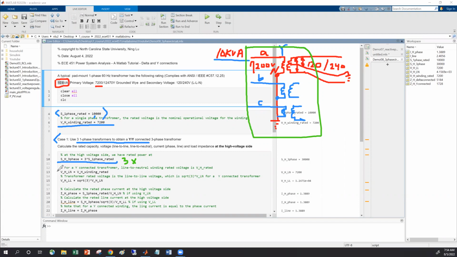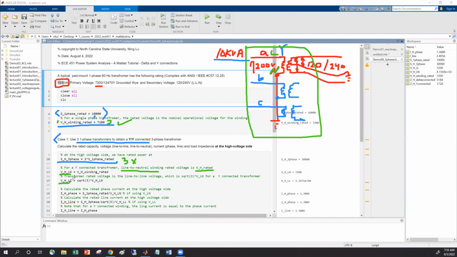So next, we're going to compute the line-to-neutral voltage. So for a Y-connected transformer, you have this phase directly connected from a line to neutral, A to N. So this line-to-neutral winding rated voltage would simply be this rated voltage, okay, just like that. So that would be VHLN, line to neutral, okay. So that voltage is simply equal to this rated voltage, okay.